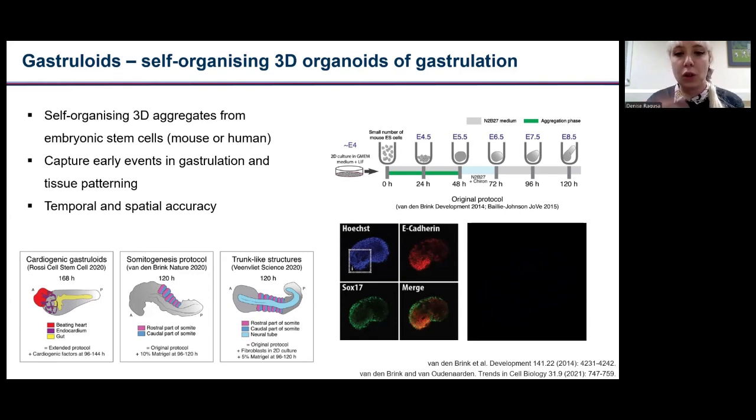Ever since the advent of the first gastruloid protocol back in 2014, there have been many different adaptations of these protocols to try and mimic specific aspects of developmental processes. For example, there has been an advent of cardiac gastruloids, gastruloids to mimic somitogenesis, and different structures. And as we move on, these are getting more and more specific and adaptable to different parts of the developing embryo.